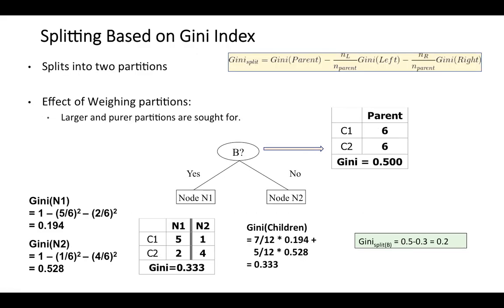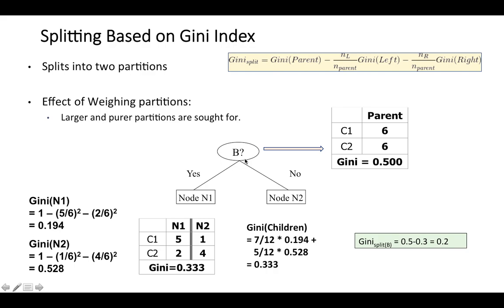So for instance here, you have an attribute B, and for the parent it's 6 and 6, so the Gini is 0.5. You can compute the Gini for N1, which is 5 and 2, and for N2 it's 1 and 4. We can compute the Gini index as 0.333. Now the Gini of children is going to be 7 over 12 times this plus 5 over 12 times this, which is 0.33, and then you can compute the Gini split for this attribute.